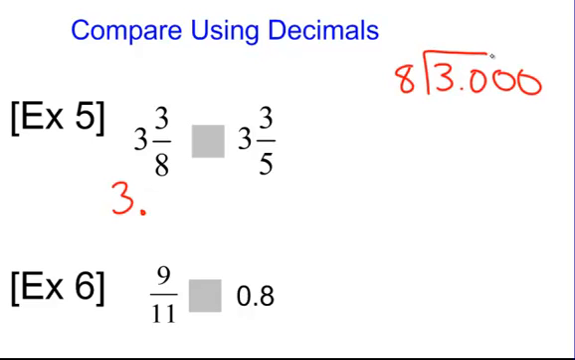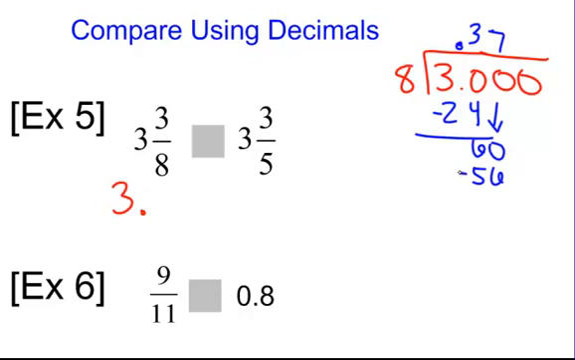I know I'm going to have to use decimals for this. 8 doesn't go into 3, but it does go into 30 3 times. 3 times 8 is 24. Subtract, we get 6. Bring a 0 down. Oh, I forgot to put my decimal there. 8 goes into 60 7 times. 7 times 8 is 56. Subtract, we get 4. Bring down a 0.